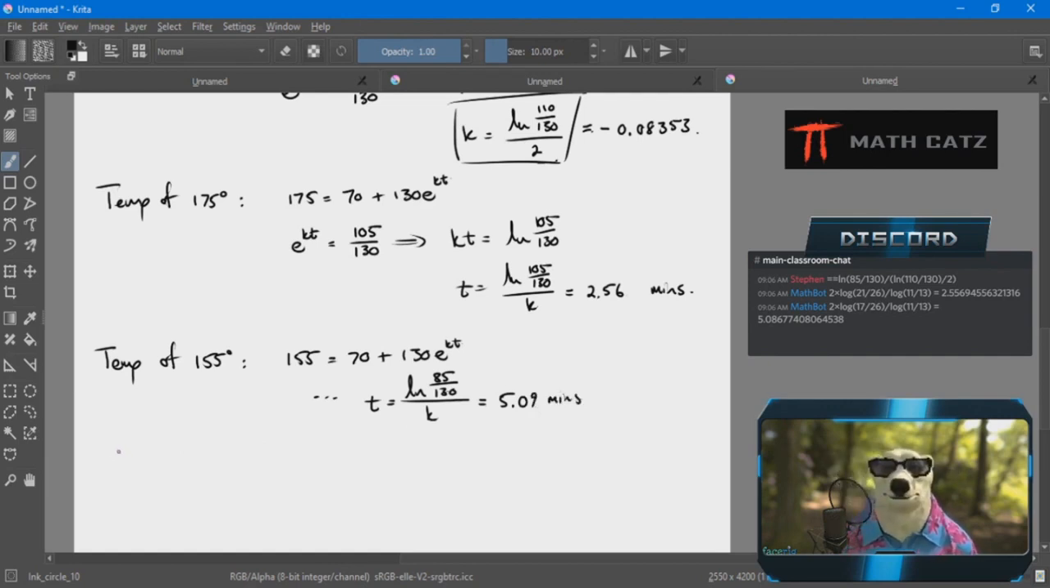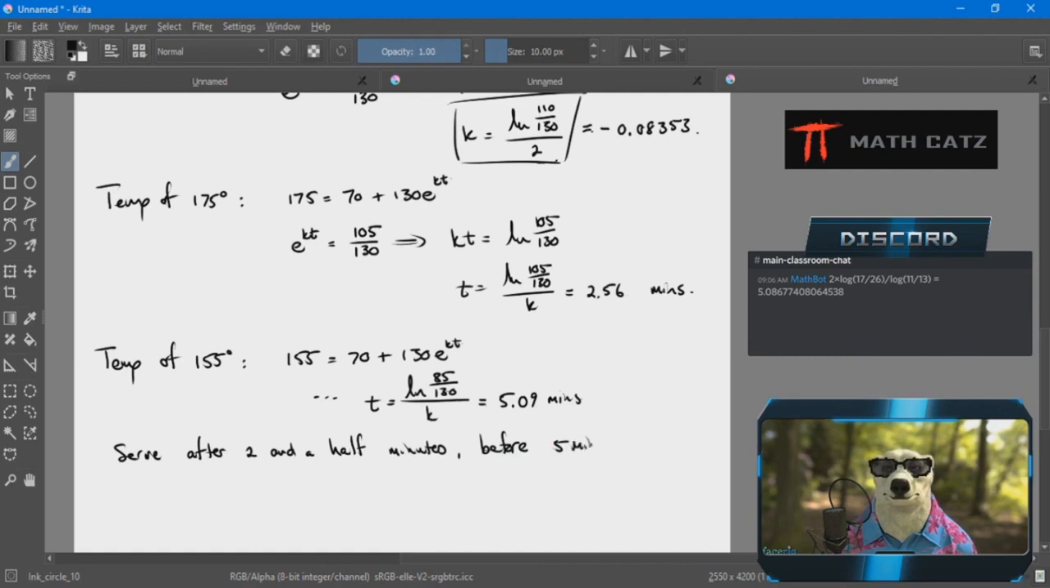So that means I can serve the coffee after 2.5 minutes, approximately 2.5 minutes, but before 5 minutes after it was created, approximately, of course. Approximately. My P's are always so weird. Whatever. So we get the idea.